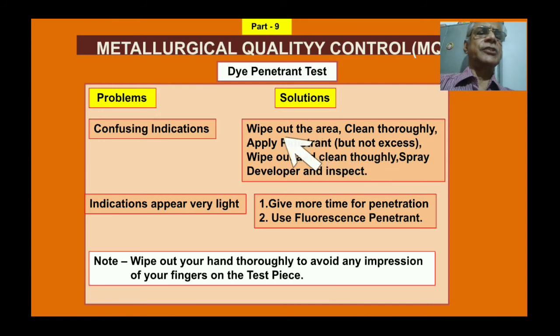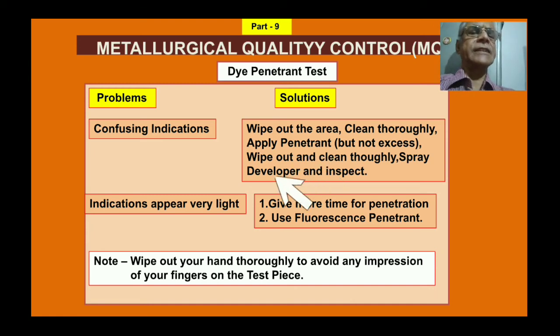So you have to do this properly the second time by applying the penetrant for a sufficient time but not more, and it should not be in excess either, and proper wiping and cleaning is required. And then you apply developer and check under either naked eyes or under black light. So this time you can see it and confirm whether a particular crack is there or not.